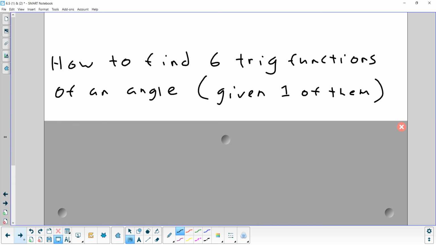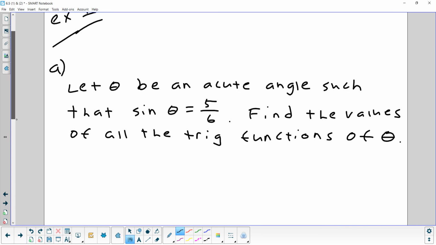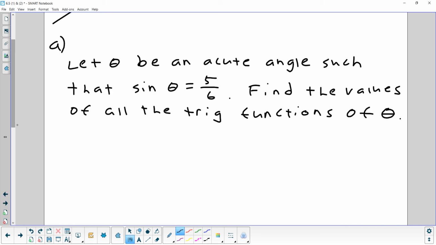All right, so how do you find all 6 trig functions if I give you one of them? Let's say I gave you the sine. I'm telling you I've got an angle. Here's the sine. Find the other 5. Well, actually, before I show you how to do it, anybody have a guess what you would do?